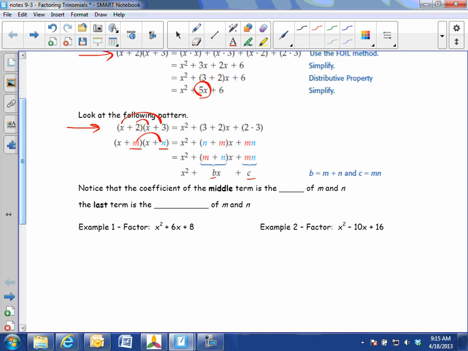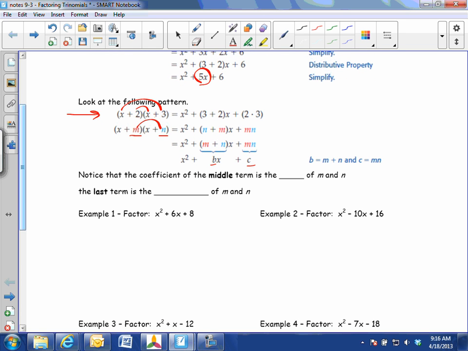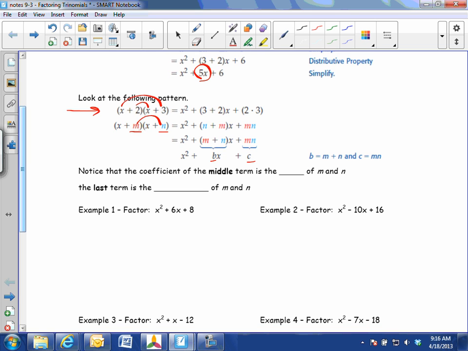Follow me a little bit? Sort of? Okay, so what they've done is they're doing FOIL, right? But instead of numbers, they're just using m's and n's. Middle terms are going to be combined by adding. The last term is when we're multiplying m times n. Okay, so it says notice the coefficient, which is the number on the outside of the middle term, is the sum of m and n. We are adding them, we can combine them together. The last term is the product of m and n because we are multiplying.